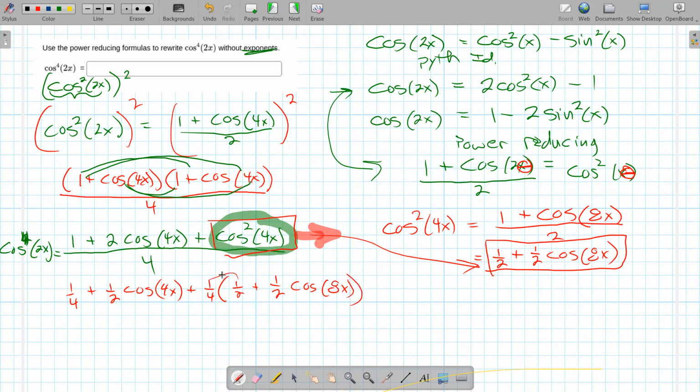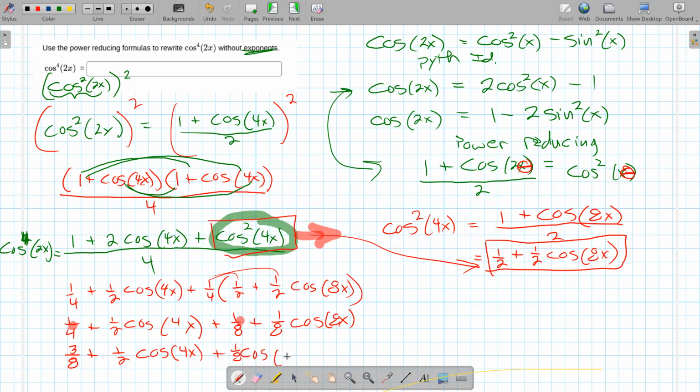So let's finish this by distributing the 1/4. So 1/4 plus 1/2 cosine of 4x. Plus 1/4 times 1/2 is 1/8. And then I have like terms here and here only. This is a 4x, that's an 8x, so those aren't like terms. So finally, I've got 1/4 plus 1/8. Let's see, 1/4 is 2/8, so that would be 3/8 plus 1/2 cosine of 4x. We dealt with that 1/8 plus the other 1/8 cosine of 8x.